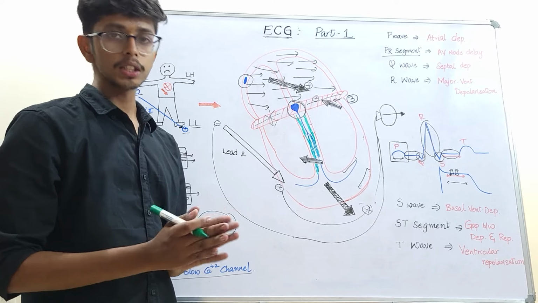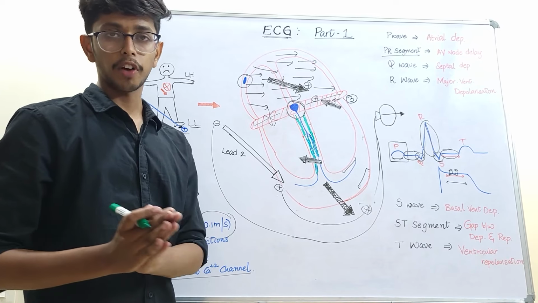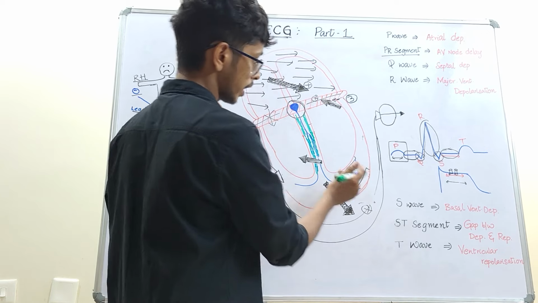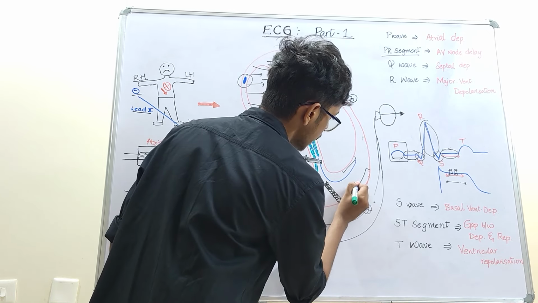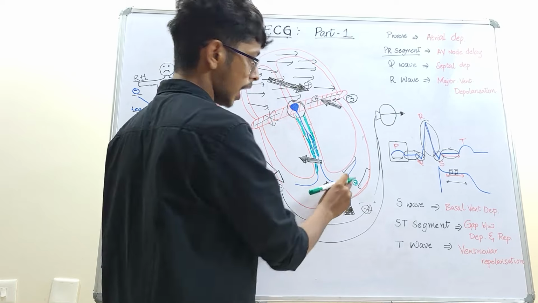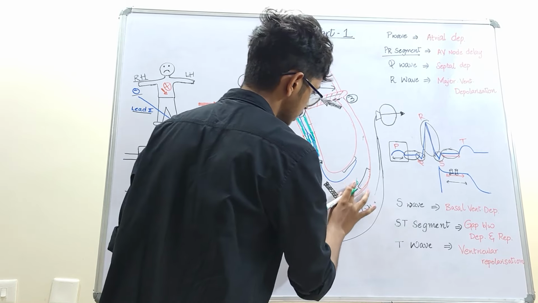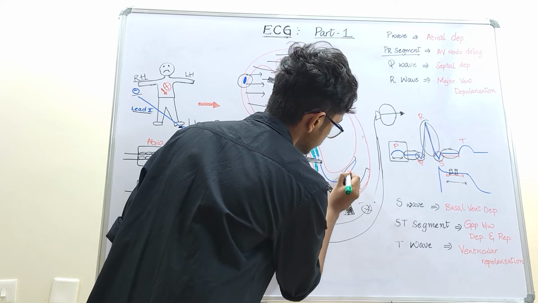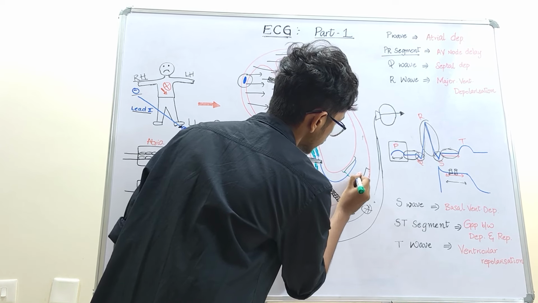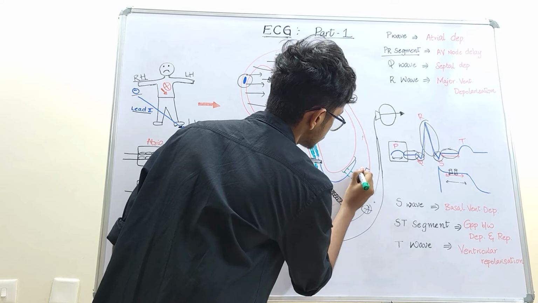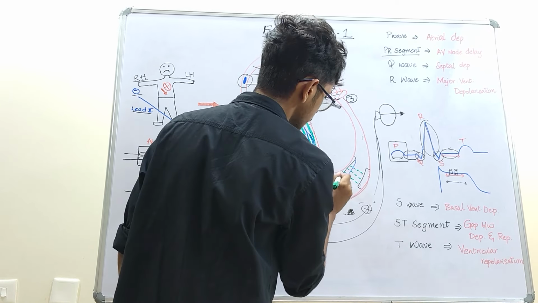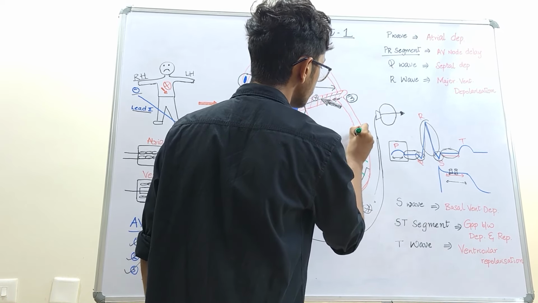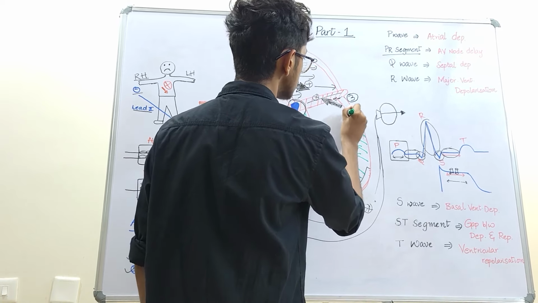Remember, the last cell to depolarize is the first cell to repolarize. Which is the last cell to depolarize in this ventricle? This is the subepicardial part of the ventricle. This is the last cell to depolarize. So the repolarization starts from outside to inside, like this. Repolarization starts from outside to inside. The repolarizing vectors will be like this, outside to inside. And remember guys, repolarization is a very slow process.